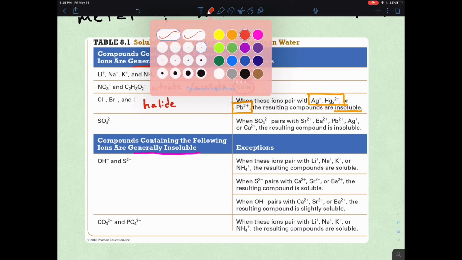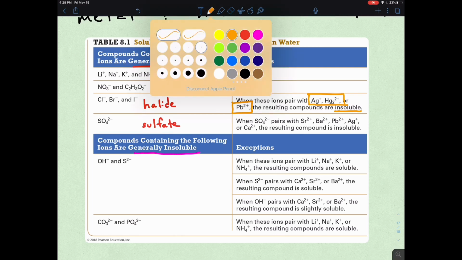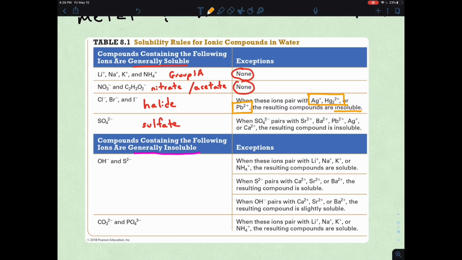And then lastly, we have sulfate. And it has some exceptions as well. A lot of these being 2+ compounds, or 2+ metals, with strontium, barium, lead, and calcium. And then silver is in there as well. So notice that lead is a common exception. It's an exception for the halides. It's also some exception for the sulfate, and similarly with the silver.